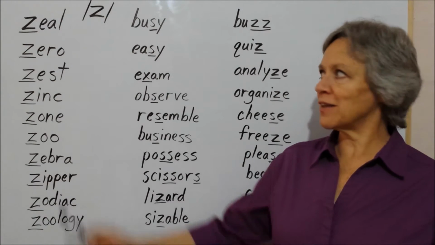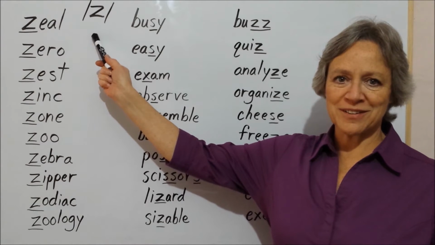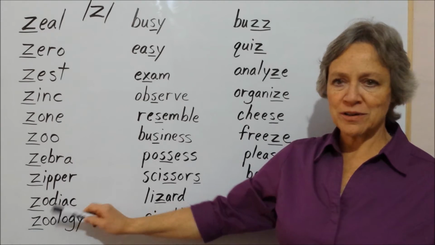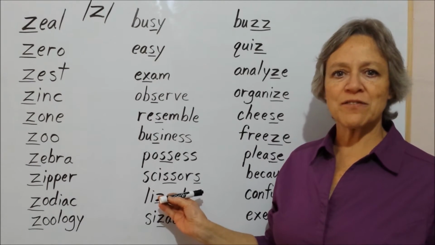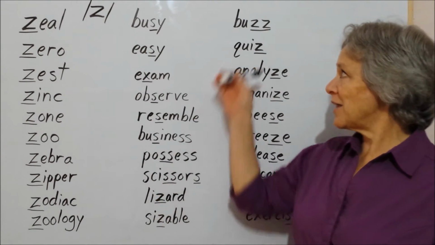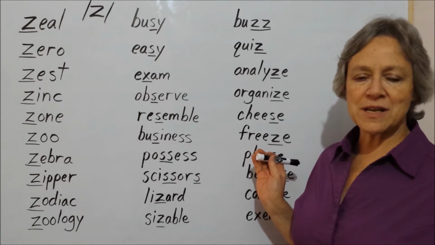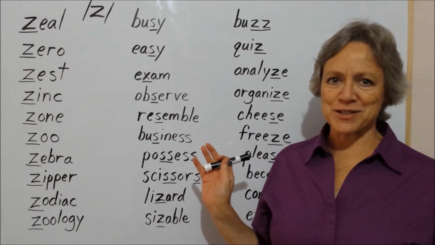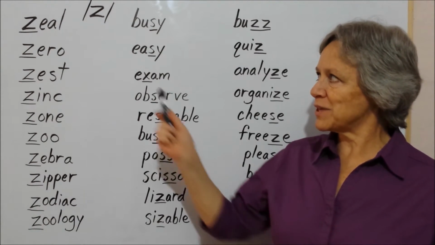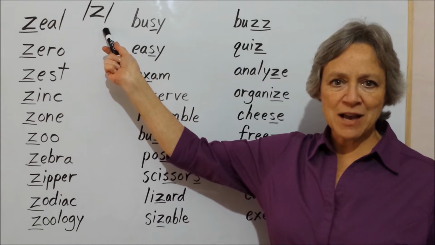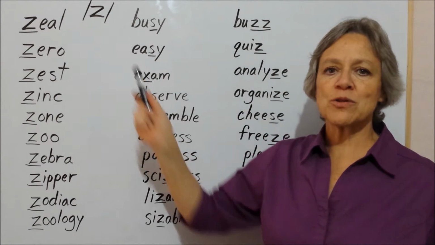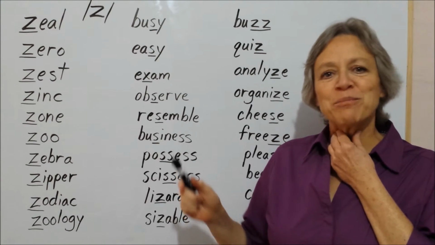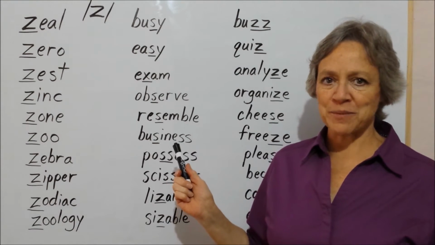Here are some words containing the Z sound. The words in this column have z at the beginning of the word. The words in this column have z in the middle of the word, and the words in this column have z at the end of the word. A few of them have z in a couple of places. Please remember that this sound is a voiced sound, so that means when we make the sound, our vocal cords do vibrate. Okay? Please repeat each one of these words after me.